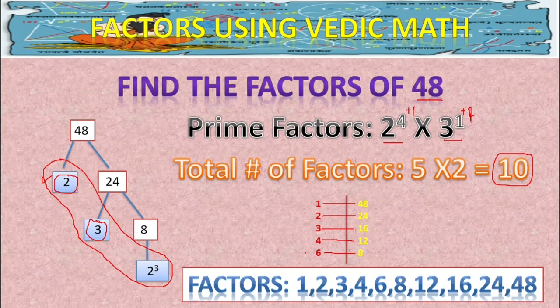These are the factors I got: 1 and 48, 2 and 24, 3 and 16, 4 and 12, 6 and 8. You can count them, 1 2 3 4 5 in 2 rows, which means there are in total 10 factors available for 48. This is how I can do it. I can find how many factors of a number exist, along with what they are, in a short method, something like this.